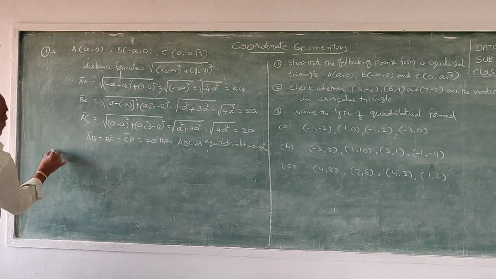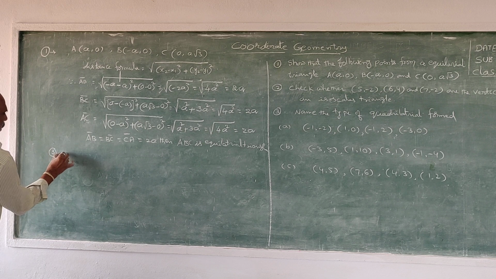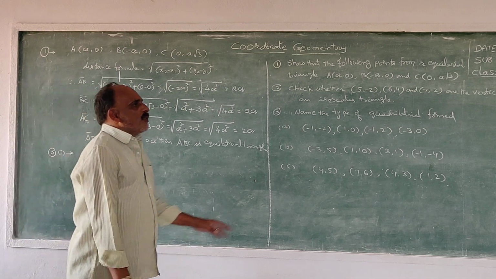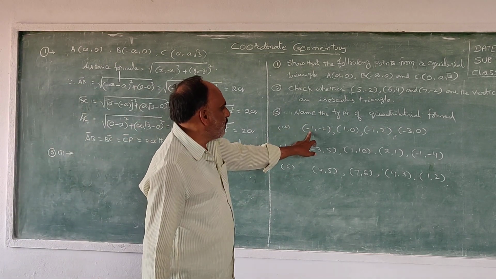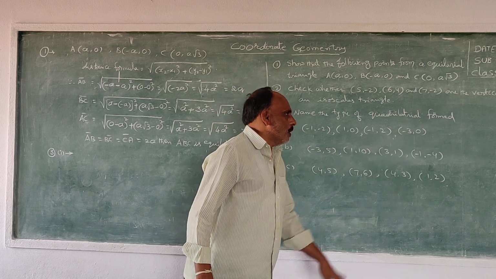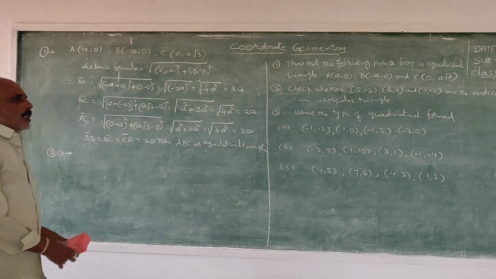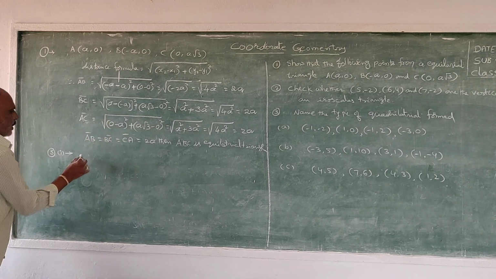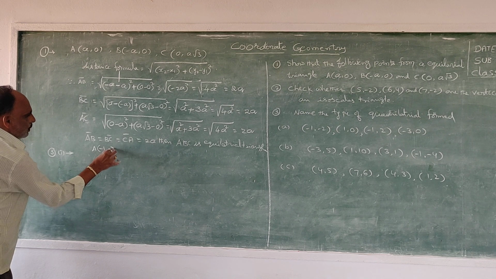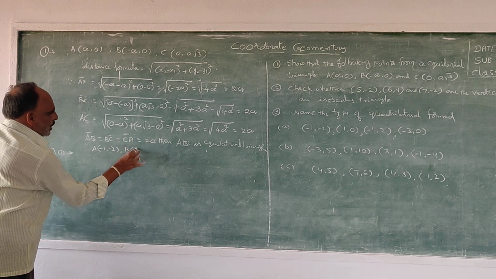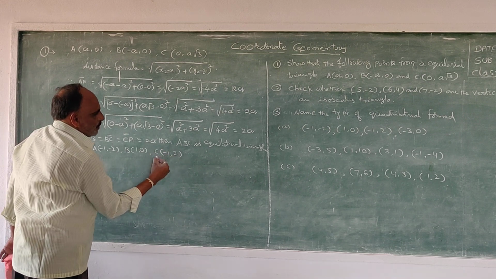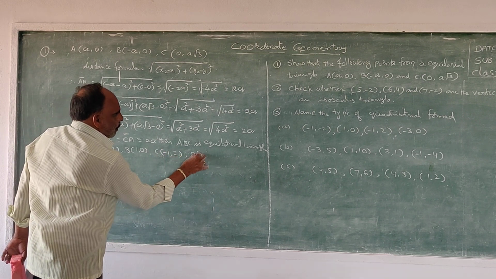Another problem. First one: name the type of quadrilateral here. The points are (-1, -2), (1, 0), (-1, 2) and (-3, 0). Find the length of the four sides. So look at A (-1, -2), and B (1, 0), and C (-1, 2), and D (-3, 0).